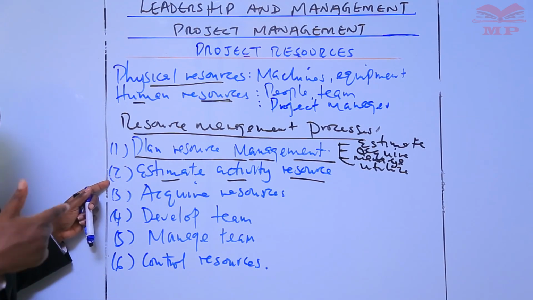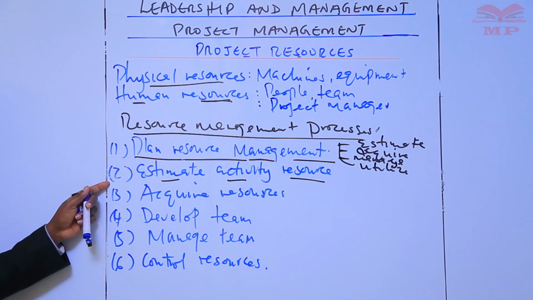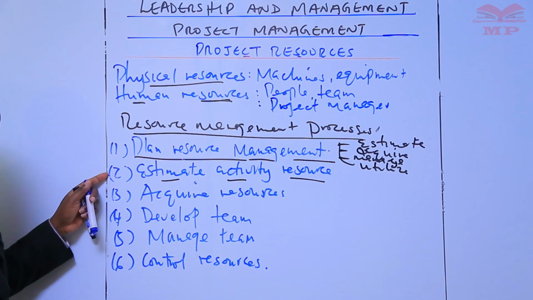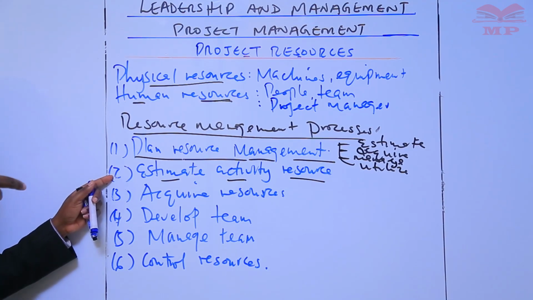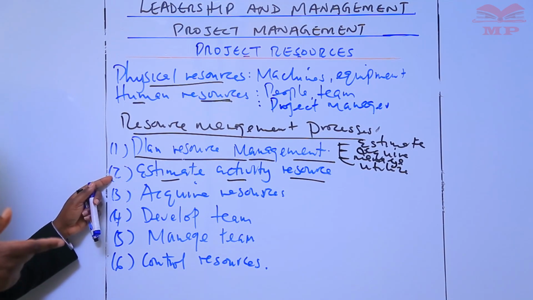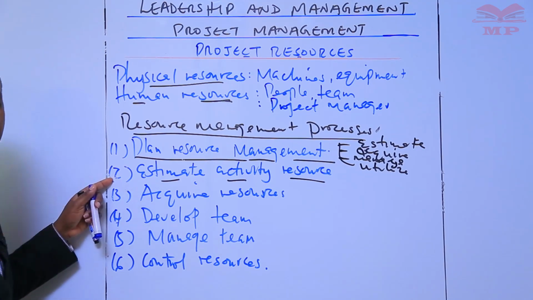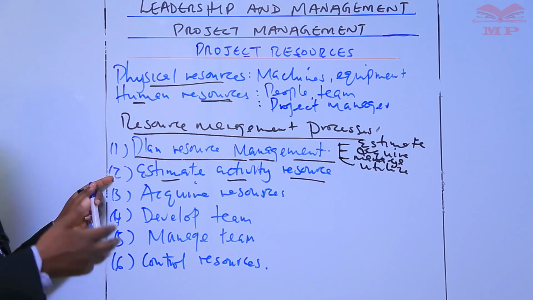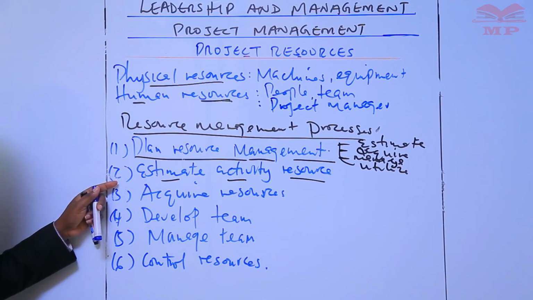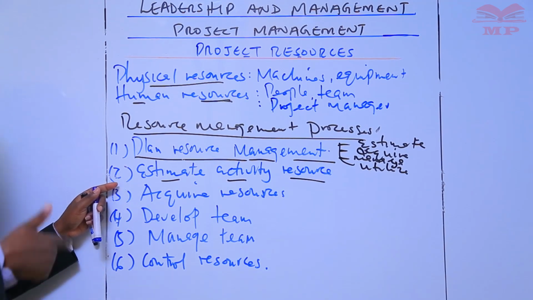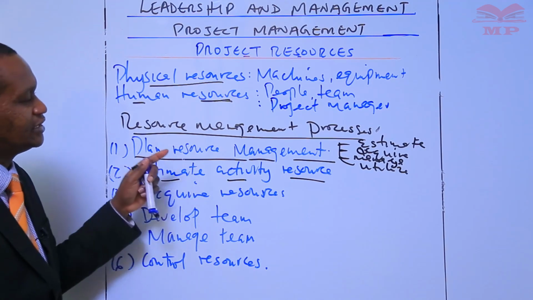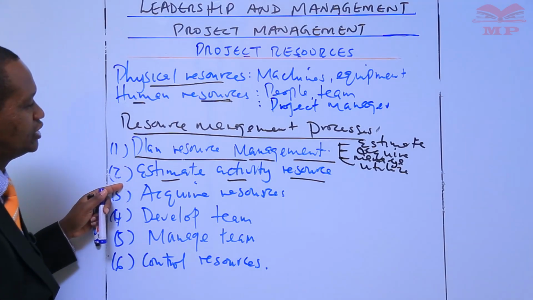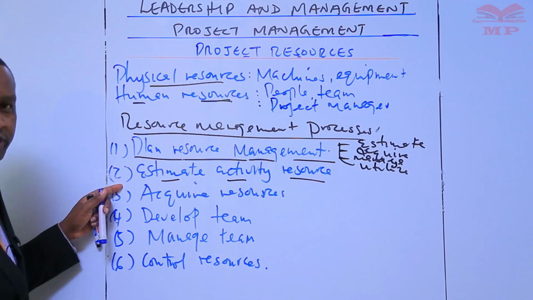We are talking about specifications. The amount of detail and the specifications of the resource requirements descriptions can vary by application area, and therefore the resource requirements documentation can include assumptions that were made in determining which types of resources are applied, their availability, and what quantities are needed. So estimating activity resource is the second resource management process.